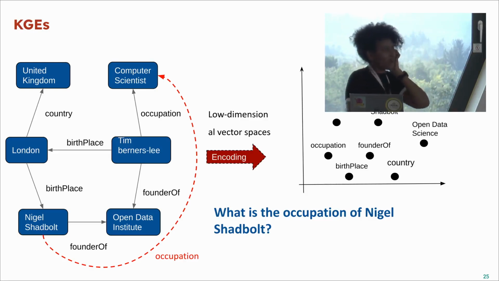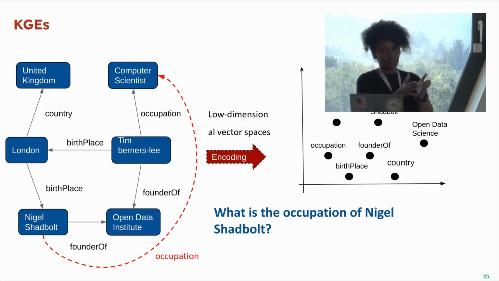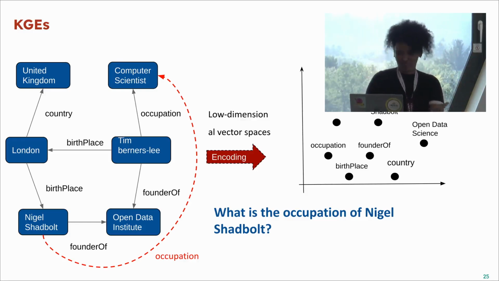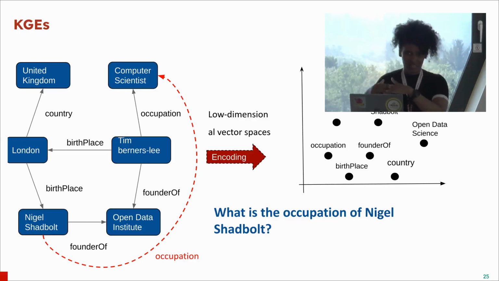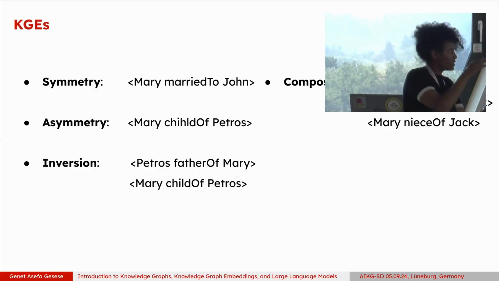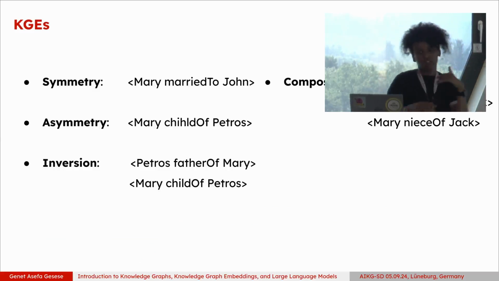So now what do I expect from knowledge graph embedding? There are things like symmetry. Symmetry means Mary married to John, John is also married to Mary, right? Both have to be true. And then I have Mary, child of Petros. This is asymmetry in data, you see. It's not the other way around. And then I have inversion, Petros, father of Mary. I would also put it around and say Mary, child of Petros.